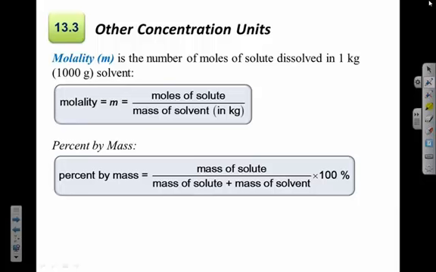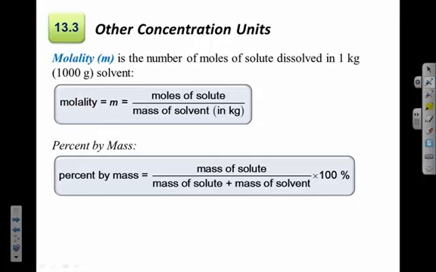Okay, a couple other concentration units that you might work with. What we've seen so far is that concentration is always the amount of solute divided by the amount of solution. It's an amount of one substance divided by an amount of another thing, a combination of things. That's a relationship. So we can use those relationships to do calculations.